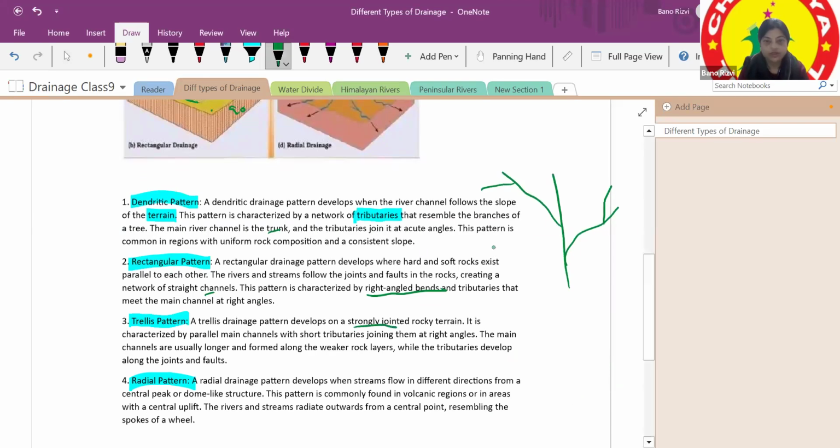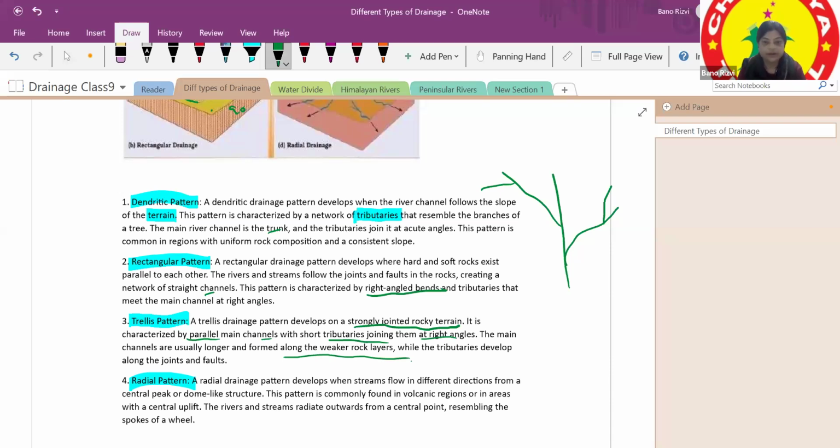It develops on strongly jointed rocky terrain. It is characterized by parallel main channels with short tributaries joining them at right angles. The main channels are usually longer and formed along the weaker rock layers, where the tributaries develop along the joints and faults.